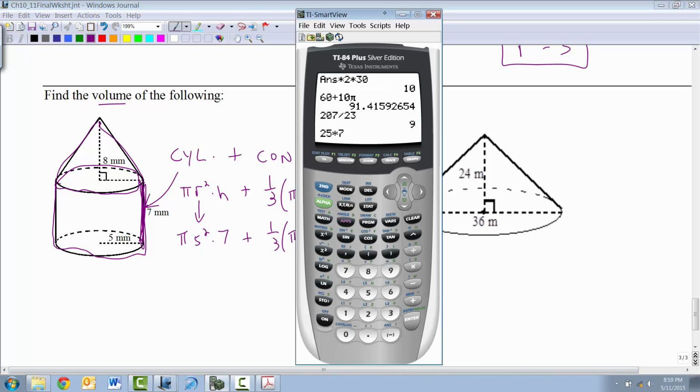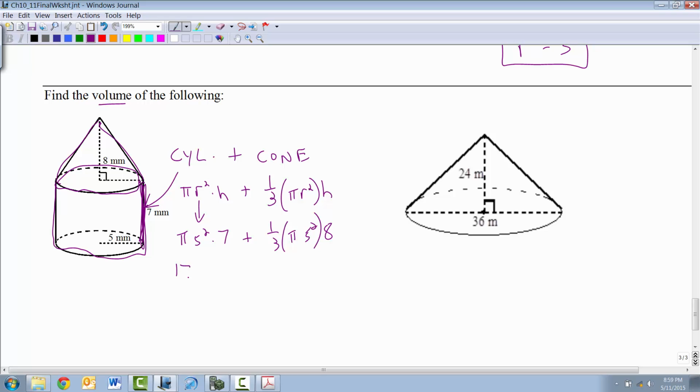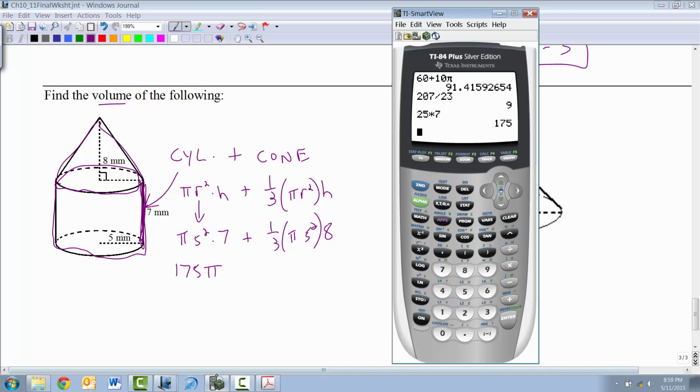So 25 times 7, that's what I'm going to handle. 25 times 7. You know what? Watch this. Oh, that's going to be complicated. All right, so we get 175 pi. Smart to do that once we see this. And then 1/3. 1 divided by 3 is 0.3 repeating. I'm probably doing this in a weird way, but 5 squared times 8 times that answer that we got, the 0.3 repeating. That could be math fraction if you wanted. Boy, that's just kind of a pain.